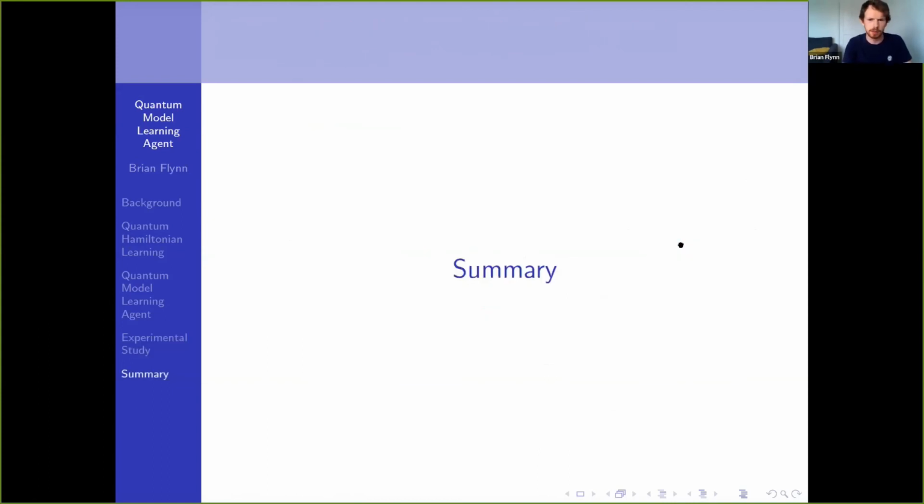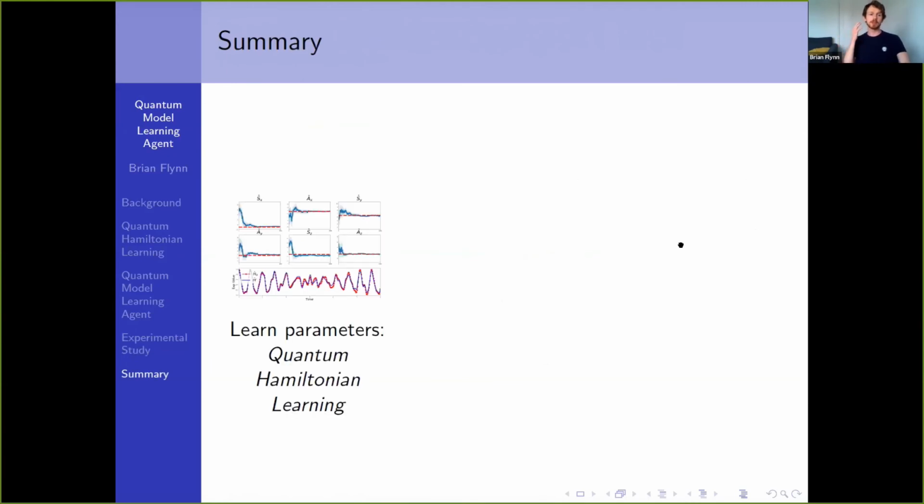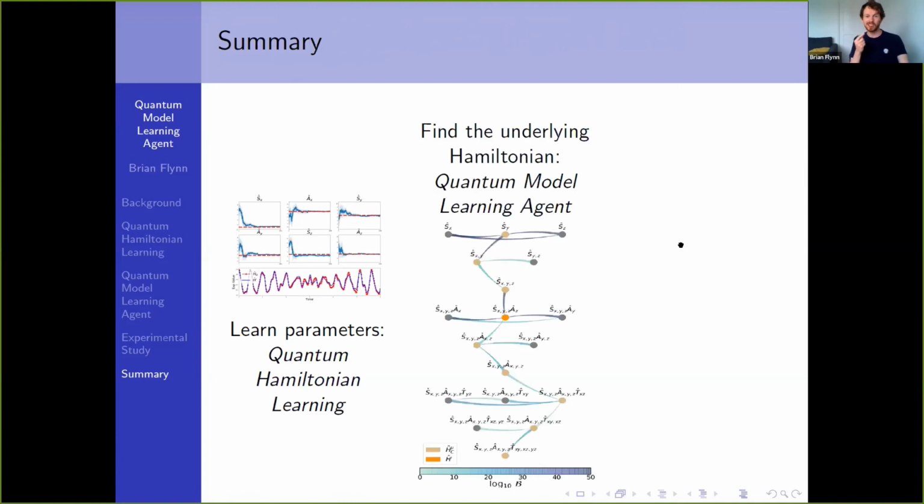So I think I'm just about nearly on time. So let me just summarize. If you started off with a model and you learned its parameters, that was quantum Hamiltonian learning. If instead you were finding the underlying Hamiltonian, then what you did was quantum model learning, the quantum model learning agent. That's the new part.